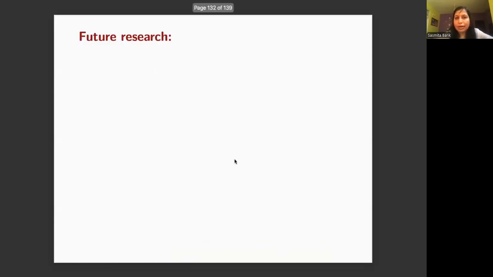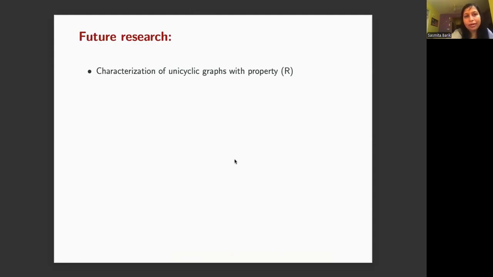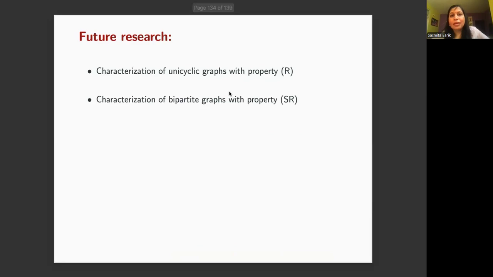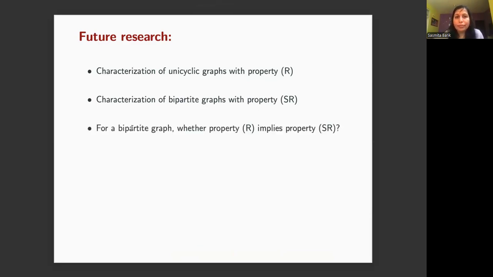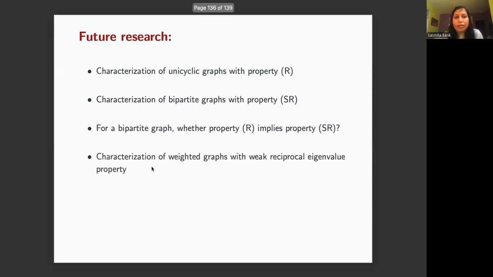So here I'll stop, and these are the questions I already pointed out while presenting. One is characterization of unicyclic graphs with property R. That question is still open. Second is characterization of all bipartite graphs with property SR, at least property R. We are thinking that property R and property SR will be equivalent. So this question is again a problem to consider, and for bipartite graphs, whether these two are equivalent is again to prove or disprove.